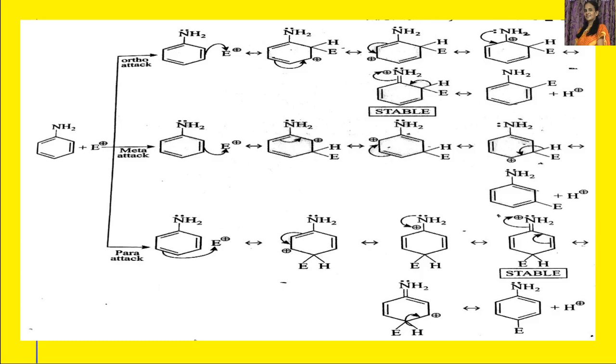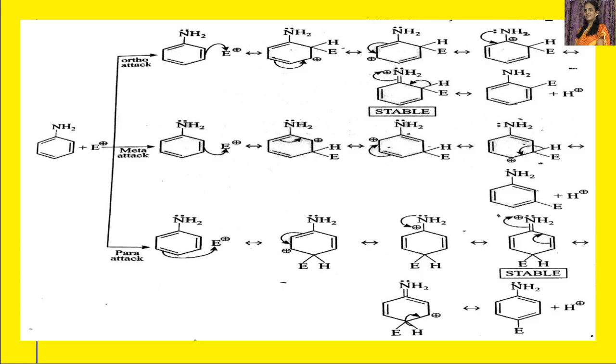Then what happens? This pi bond's electrons are utilized in the bond formation with this electrophile. Then this particular carbon, which is adjacent to this carbon, gets positive. And this positive charge is in resonance with the remaining two pi bonds in the benzene ring. So these pi electrons transfer towards this carbon. Therefore, this positive charge disappears from this carbon and the positive charge is obtained on this carbon. You can see here. Okay.